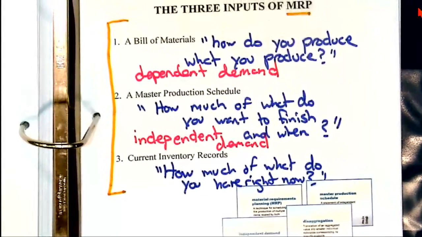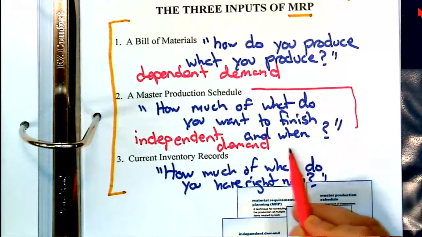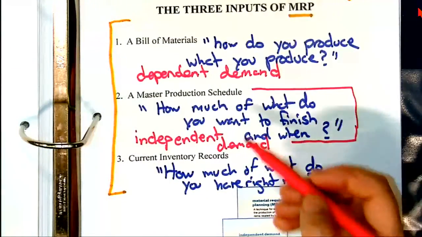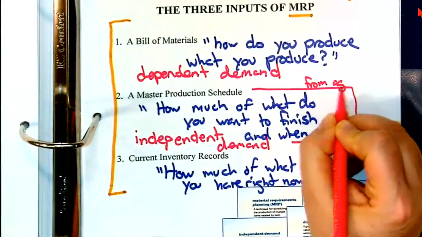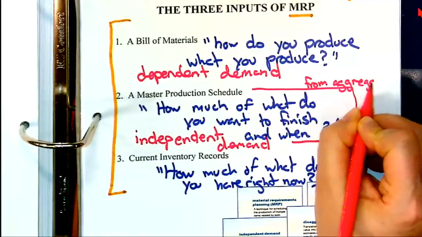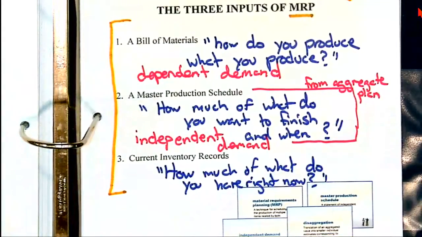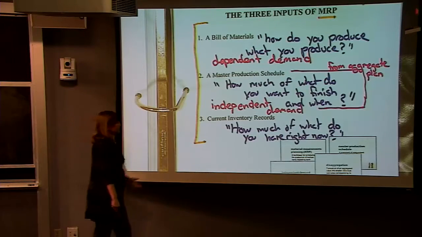All right, now, of these, we can talk a little bit about this one later. But it's basically a document. This is actually from your aggregate plan. There's the link. The master production schedule. Because how much of what do you want to finish and when? Remember the production levels in the aggregate plan?